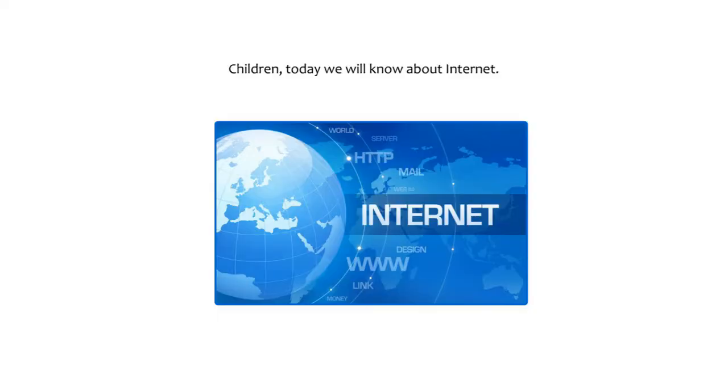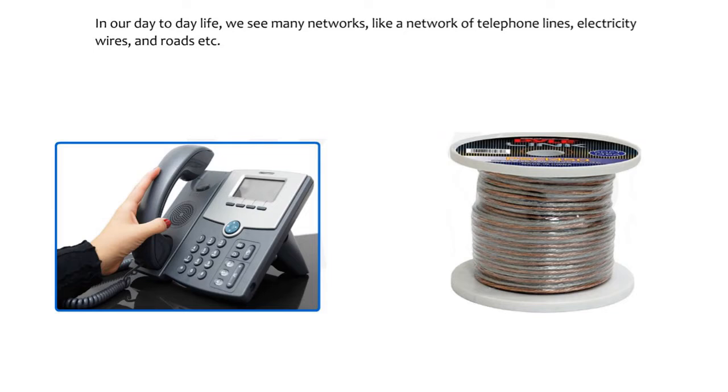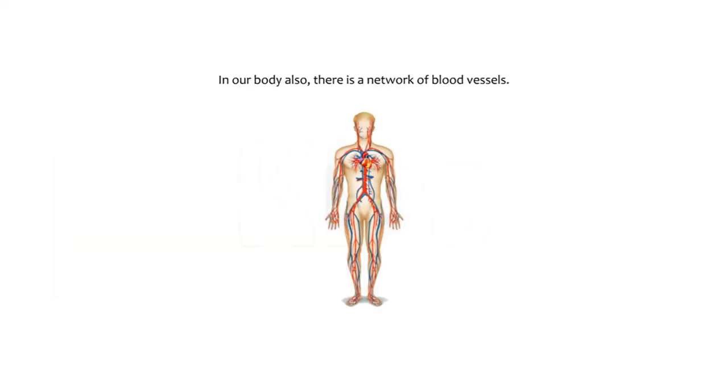So, children, today we will learn about internet. Let us first understand the term network. A network is a system where various components are connected with each other in some way. In our day to day life, we see many networks, like a network of telephone lines, electricity wires, and roads, etc. In our body, also, there is a network of blood vessels.